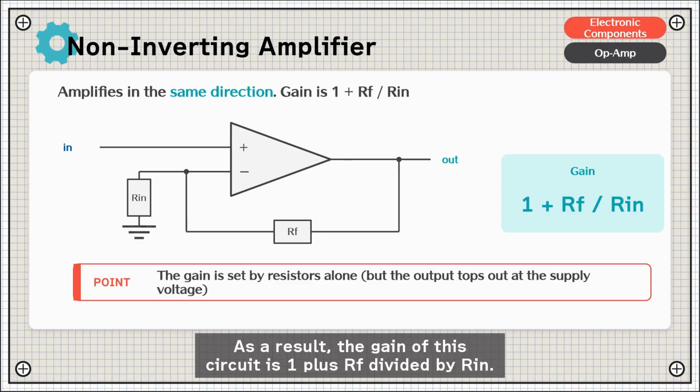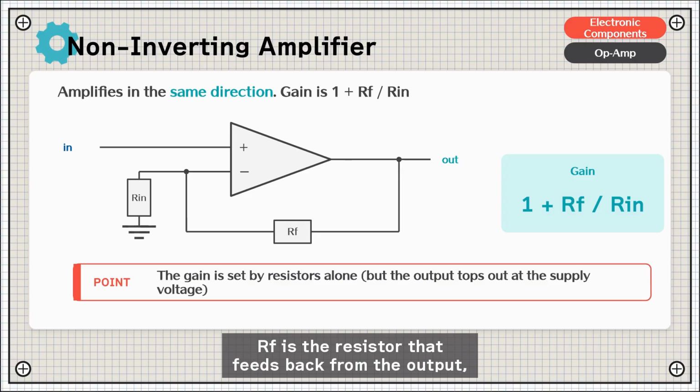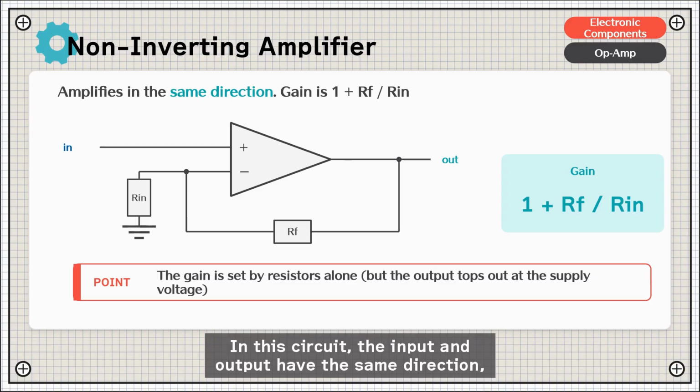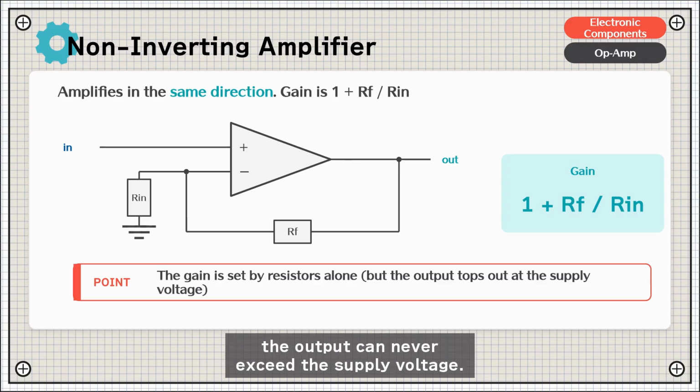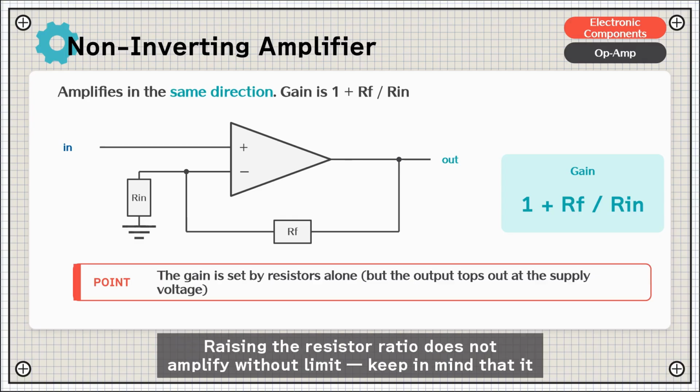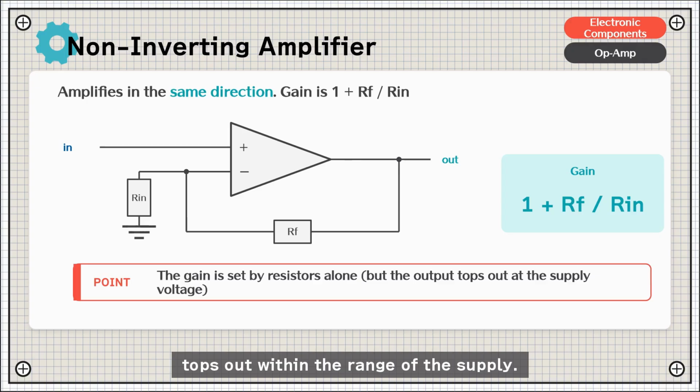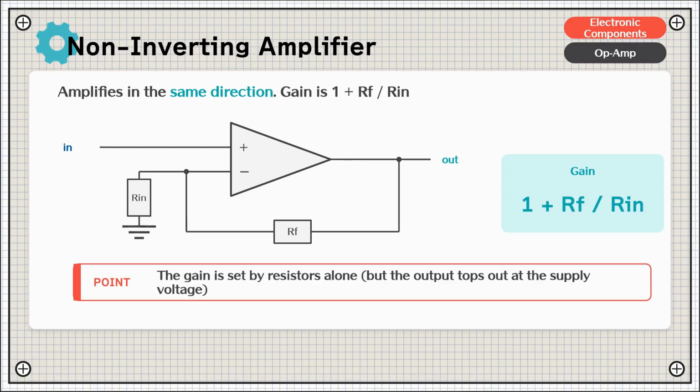As a result, the gain of this circuit is 1 plus Rf divided by Rin. Rf is the resistor that feeds back from the output, and Rin is the resistor from the minus input to ground. In this circuit, the input and the output have the same direction, and the gain is always 1 or more. But one caution, no matter how large you make the gain, the output can never exceed the supply voltage. Raising the resistor ratio does not amplify without limit. Keep in mind that it tops out within the range of the supply.